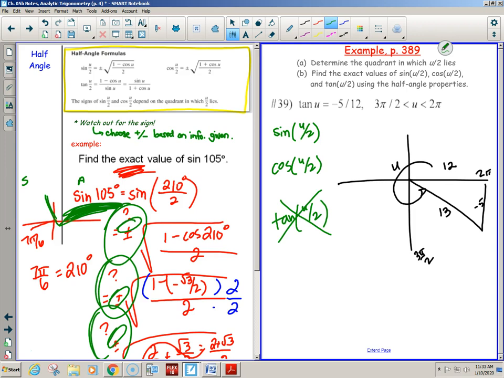So if u is here, what quadrant would half of it be in? I don't know exactly what it is. It's just something between 270 and 360. Can anybody tell me where its half angle would be? Quadrant 1? Do you have a way of explaining why? I agree.